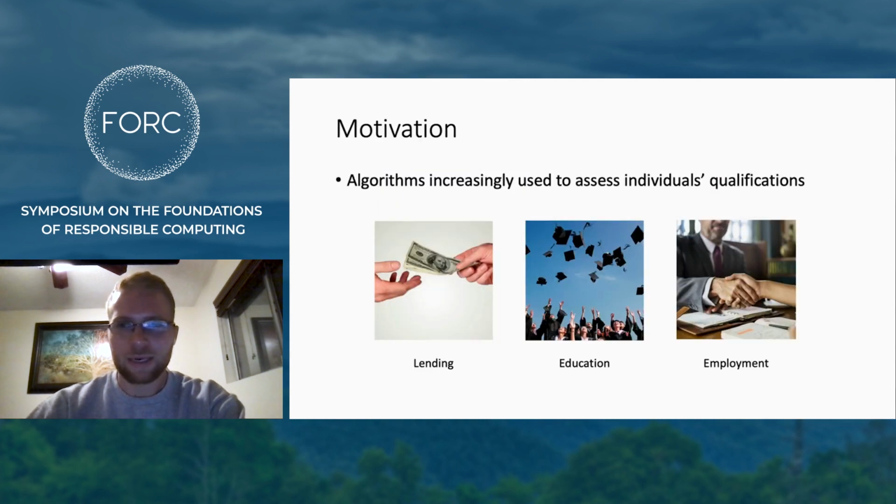Machine learning models and algorithms in general are increasingly used to assess individuals' qualifications for high-stakes opportunities. Some example domains in which ML models are used to make decisions about people include lending, education, and employment.